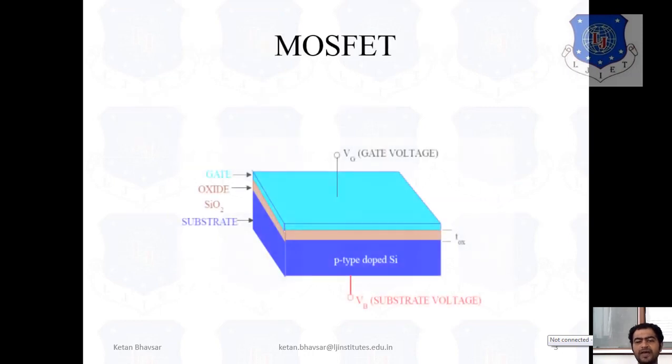Next we are talking about a MOSFET. As you can see, we already saw this diagram in 3D as a MOS structure. You can see the gate terminal, oxide SiO2 and the substrate, which is a p-type substrate. VB is the substrate voltage, and TOX is the thickness of the oxide. With the help of this type of substrate and terminals, we can design a particular MOSFET.